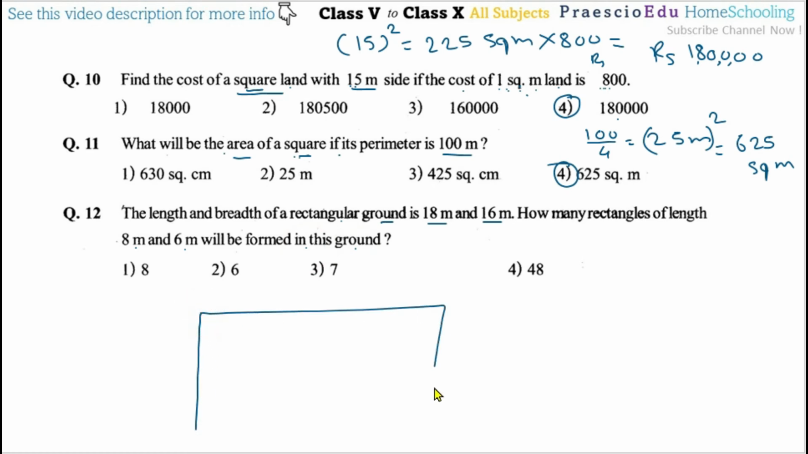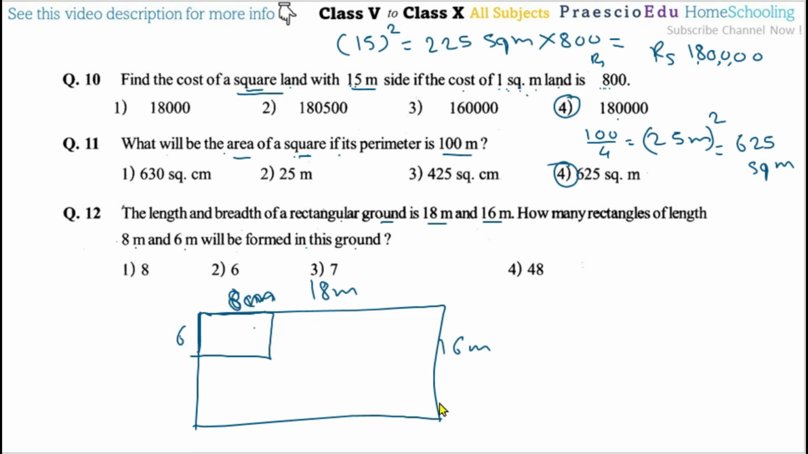Suppose this is a land of 18 meter by 16 meter, and in this one the length is 8 by 6. Suppose this is 8 and this is 6. So this side is 6 and this side is 8 meter. So 8 meter by 6 meter, like this one.